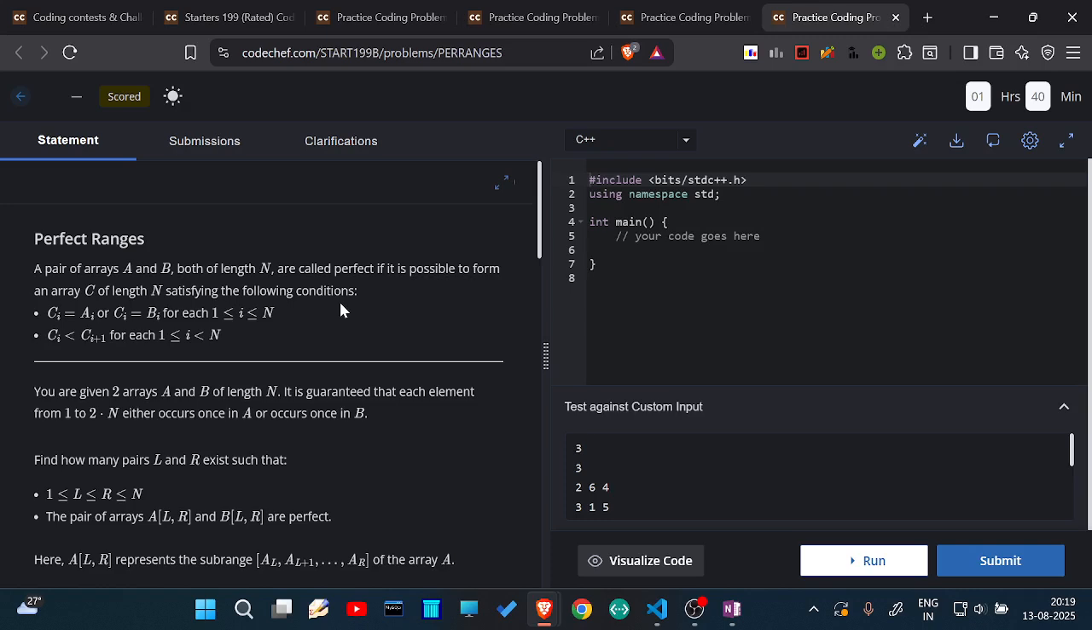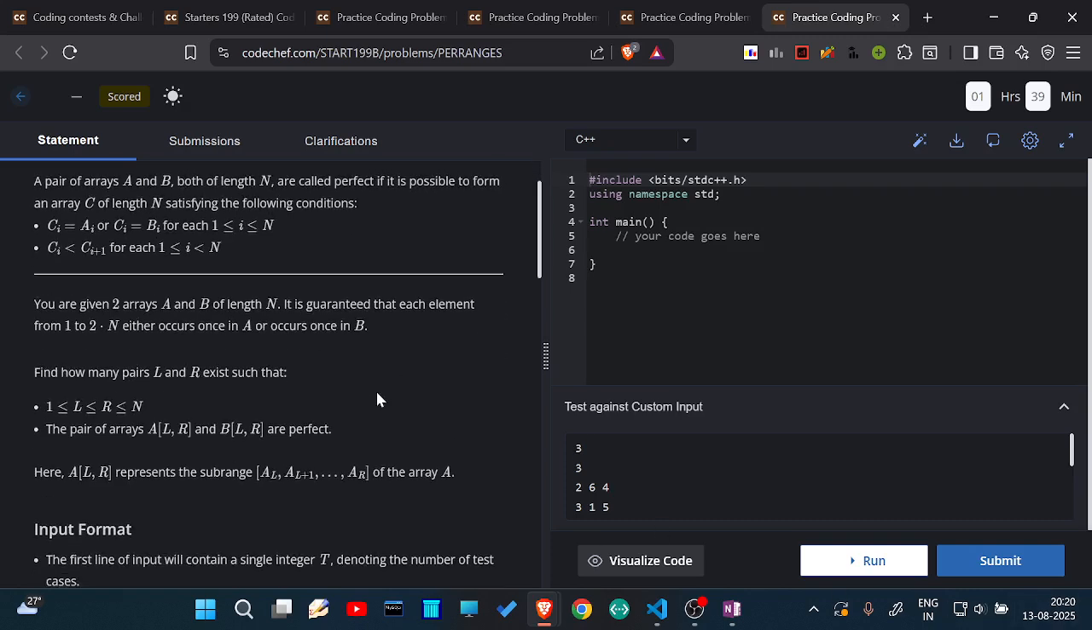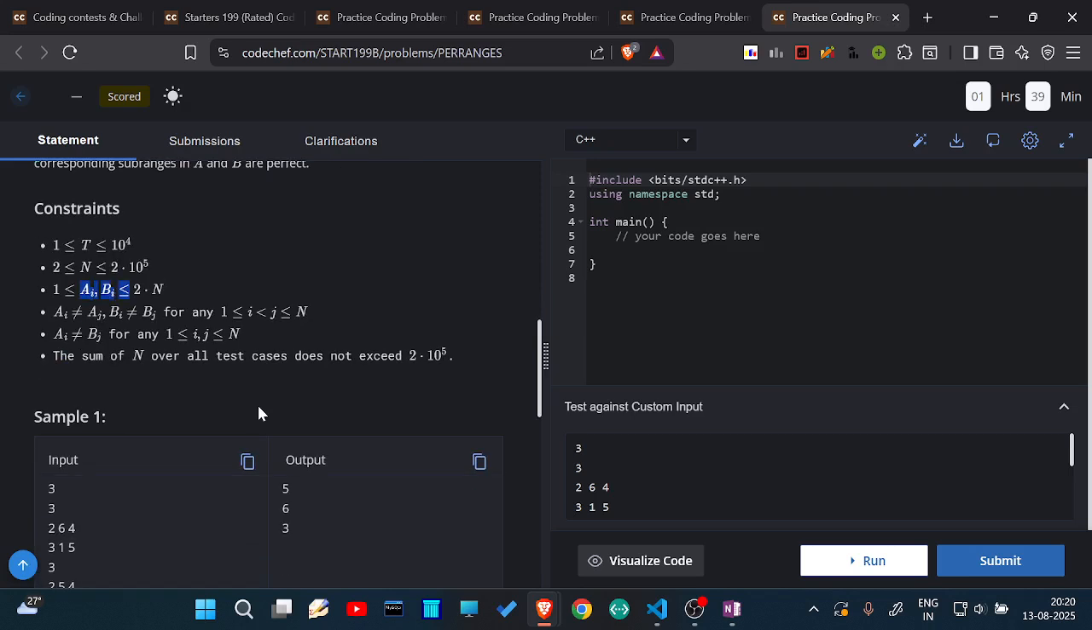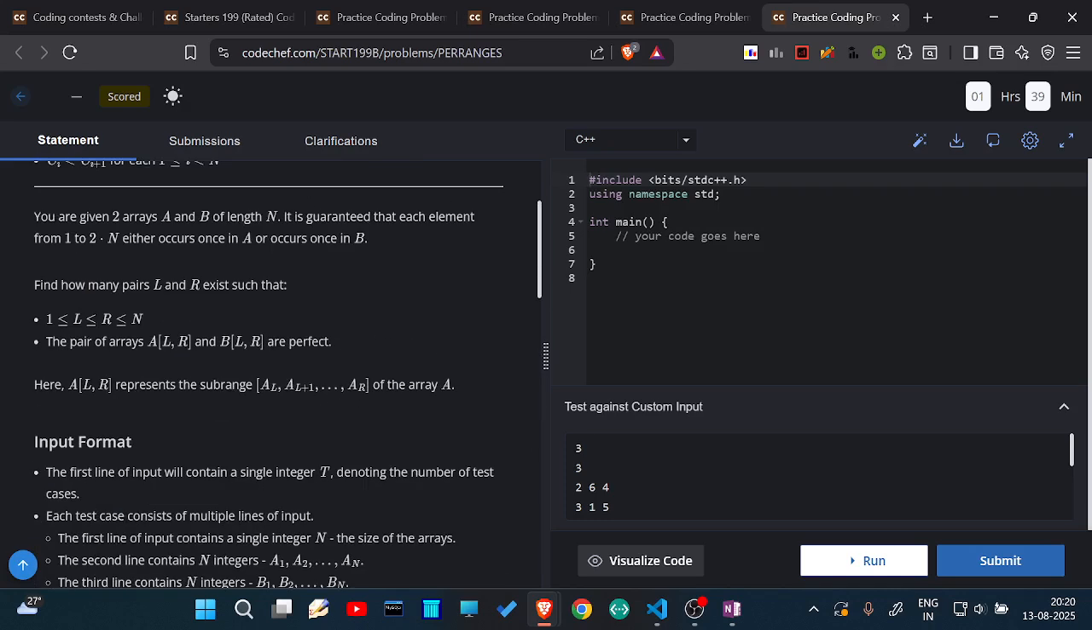So we pick the minimum of both of them at each instance. You pick the minimum over here, and the other you pick the maximum. So number of ranges that satisfy the condition. Okay, so constraints a bit. Let's take the input first of all. There are n and two arrays, and we have to find the lengths L and R which are perfect.